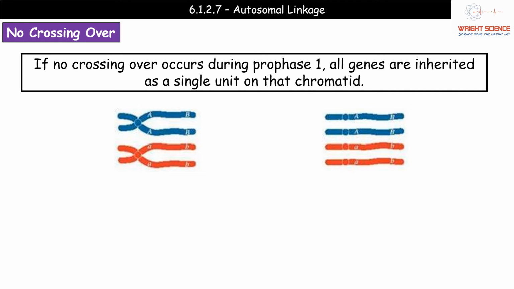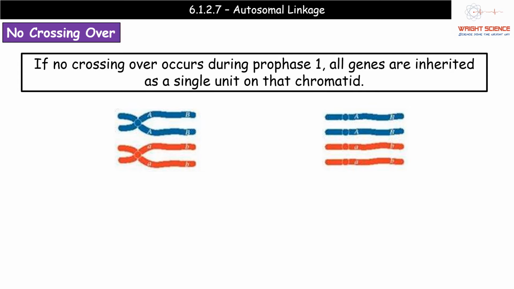Okay, we're going to have a look at two different examples then. So the first one is if no crossing over has occurred. If you remember, crossing over is something that happens as part of meiosis in prophase 1. So if we've got this scenario where there isn't crossing over, then all of the genes are going to be inherited as a single unit on that particular chromatid.